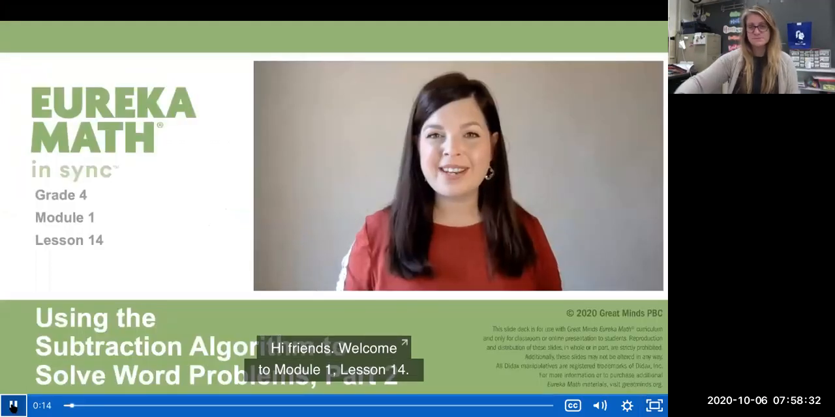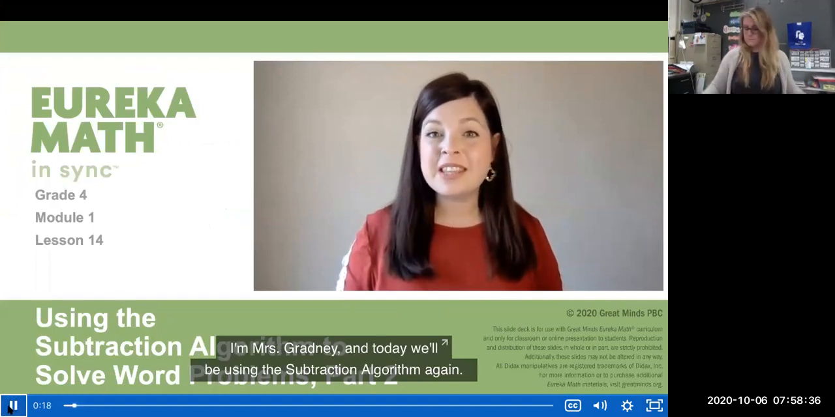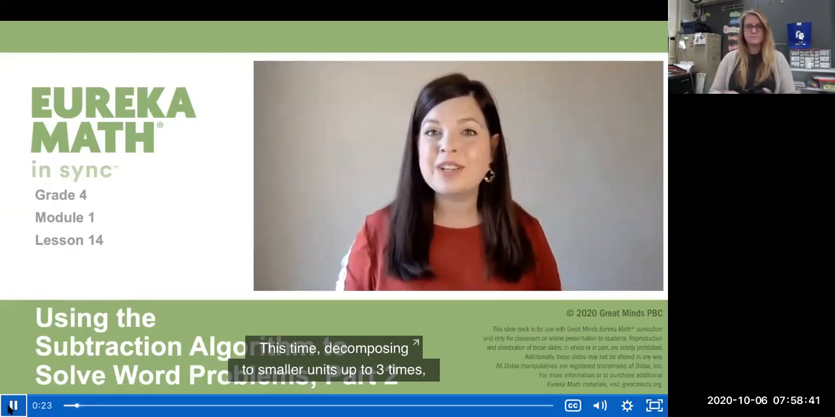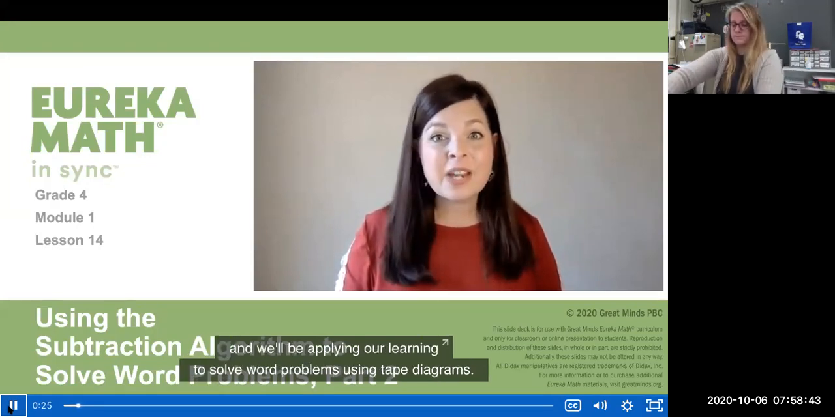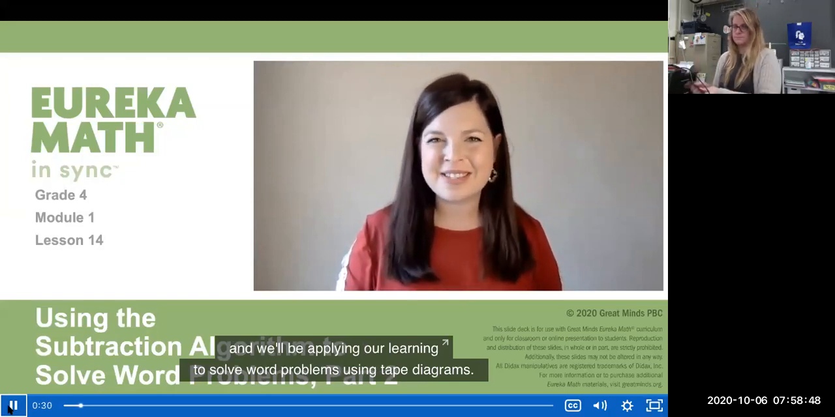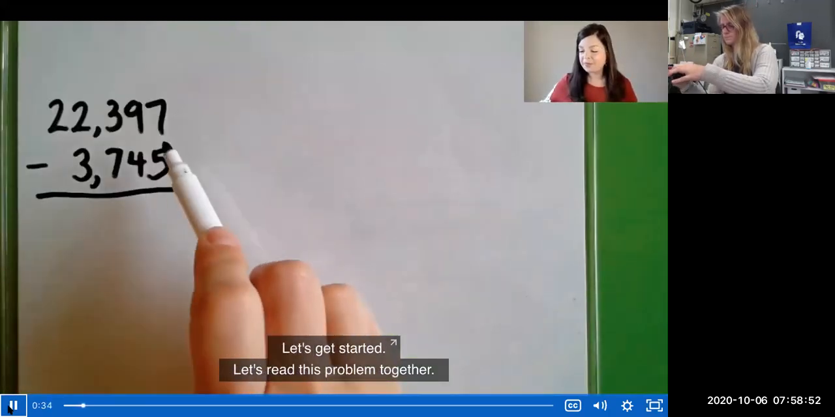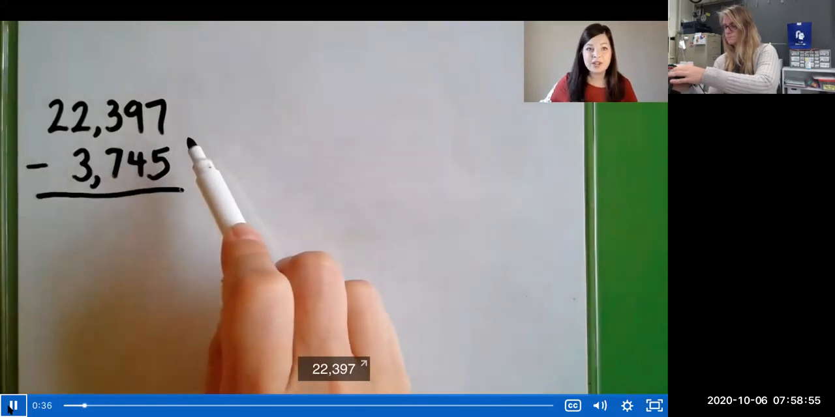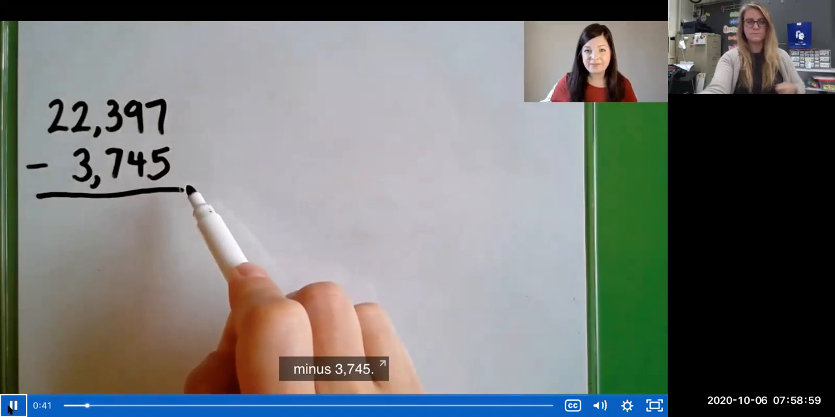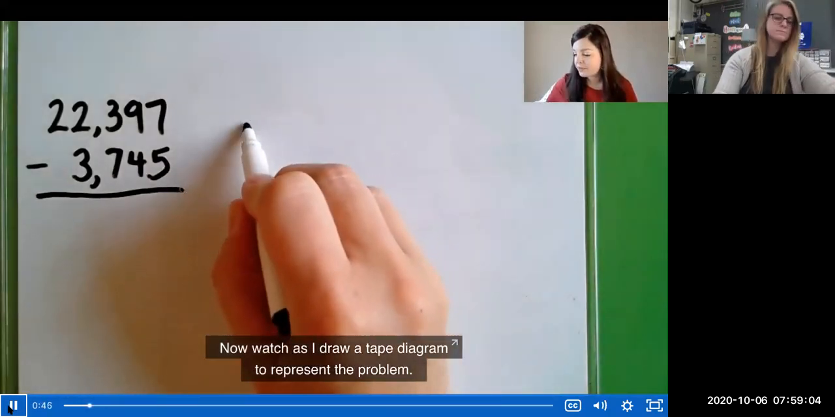Welcome to Module 1, Lesson 14. I'm Mrs. Gradney, and today we'll be using the subtraction algorithm again, this time decomposing to smaller units up to 3 times. And we'll be applying our learning to solve word problems using tape diagrams. Let's get started. Let's read this problem together. 22,397 minus 3,745. Now watch as I draw a tape diagram to represent the problem.